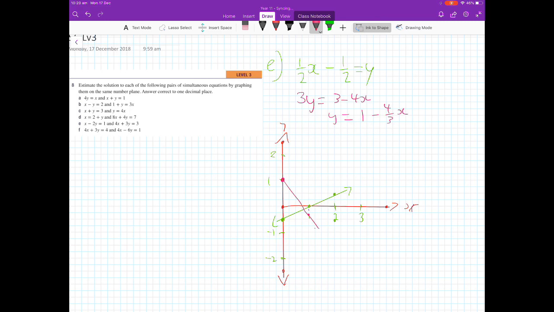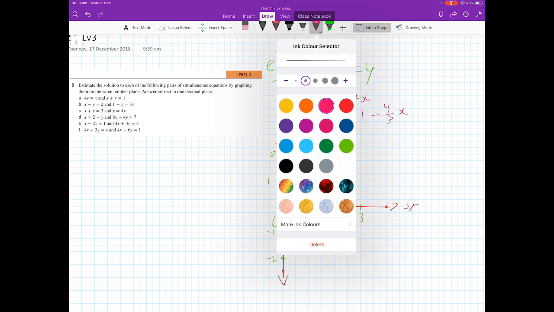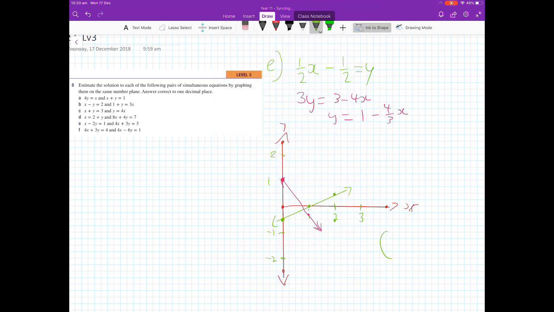We have a beautiful line, isn't it pretty? It's not going to go straight for me again. Anyway, I've got that gorgeous point there, which is over there, 0.75, so 0.8 and minus 0.1. Yeah, that's good.